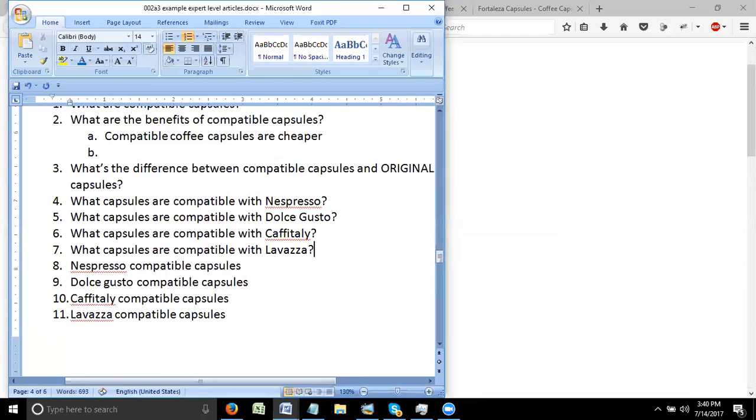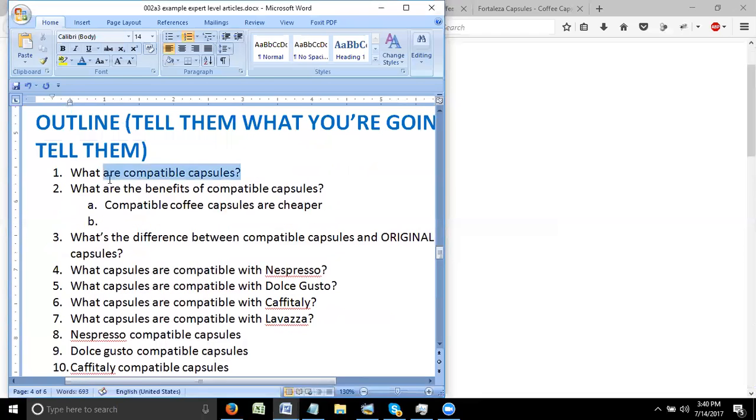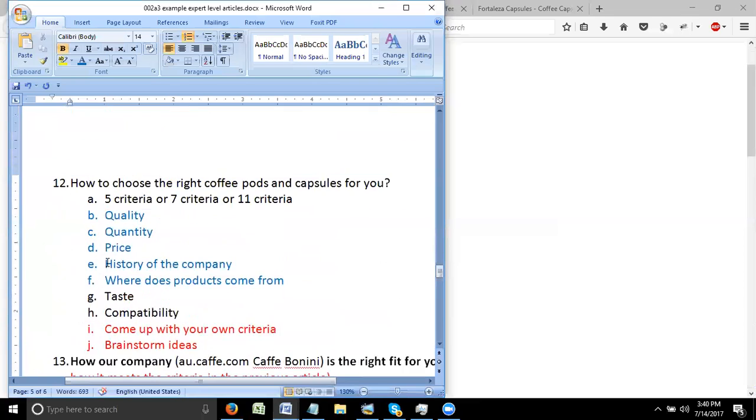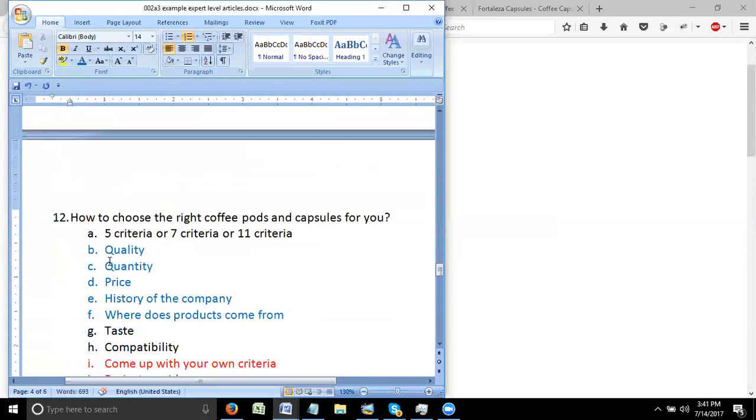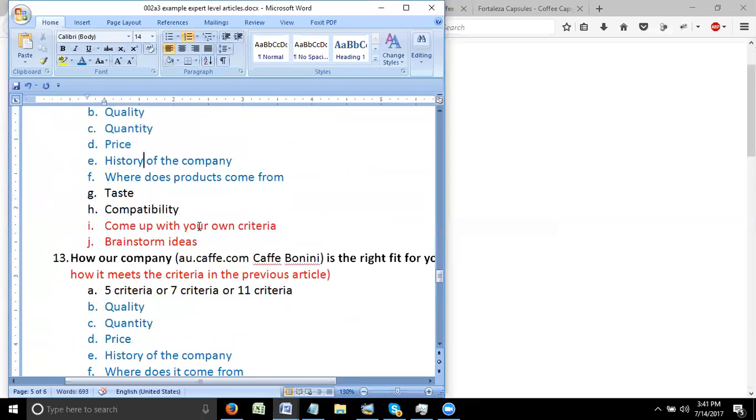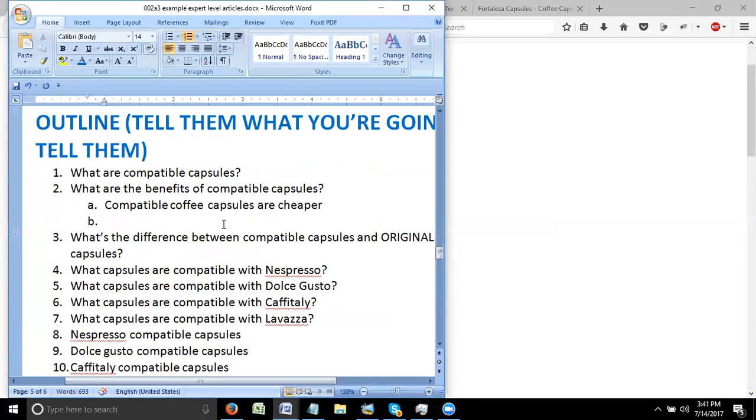So now we have a lot of ideas for what articles to write. 1 article, 2 articles, 3 articles, 4 articles. So we now have at least 13 articles, but we can even expand it. If we write 1 article just on quality, on quantity, on price, we now have more articles that we can write on.